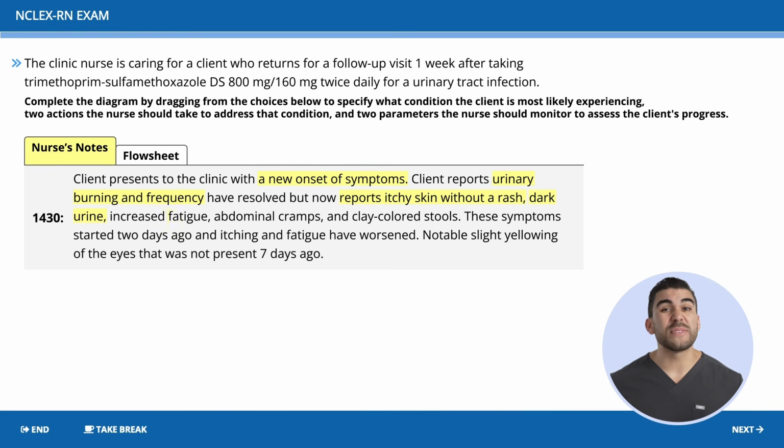Next is increasing fatigue. All right, now I'm definitely thinking toxicity. And we also see abdominal cramps, clay-colored stools. Now, it all started about 2 days ago, and the itching and fatigue have gotten far worse. The next thing we're looking at is yellowing of the eyes, not present several days ago. So this definitely looks like the liver is getting toxic, showing up as jaundice on the skin. So again, I'm thinking toxicity more than ever.